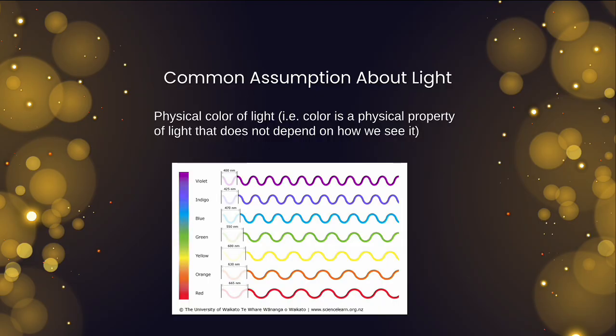Let's continue with a common assumption about light. Most people assume light to have the trait of physical color. What I mean is, most people assume light inherently has color as a property, which does not depend on how humans perceive it. Look at the diagram shown. Each color corresponds to a wavelength, so how we see color does not change its physical property. While this holds some truth, it isn't the full story.